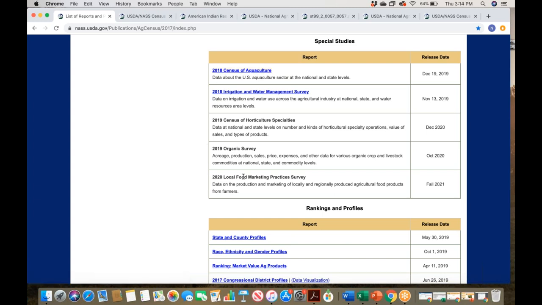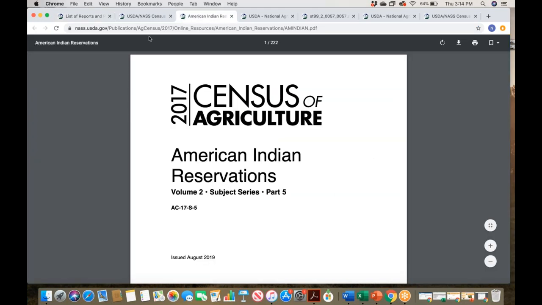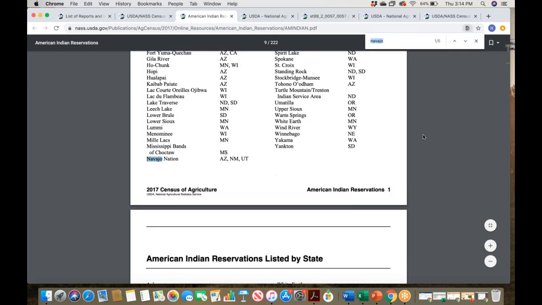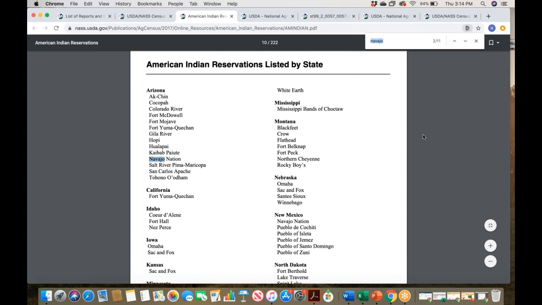One that I really want to point out is this 2020 local food marketing practices survey. A lot of our people, native producers, are getting into direct marketing. And so when this comes out in fall 2021, I know it's a while away, that'll be interesting to see. Let's see if this is loaded. It has. My favorite tool for looking at this is a 222 pages. So I would suggest that you search for what you want to see. Earlier, I searched for Navajo, and you can just click through and see everywhere it's listed.